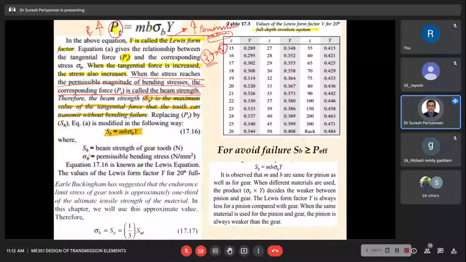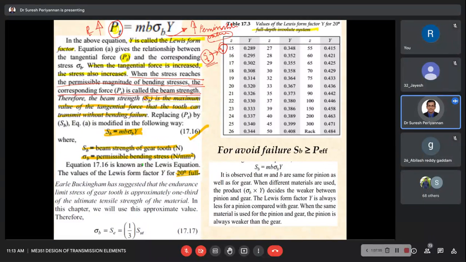Y I have already told you, Lewis's form factor. Sigma B is the permissible bending stress. SB is the bending strength. Now I come to further information here. The equation we discussed, 17.16, is known as Lewis's equation. The values of Lewis's factor Y correspond to the 20-degree full depth, because we already discussed that with 20-degree full depth we can avoid interference. Hence, we designed based on the 20-degree full depth.